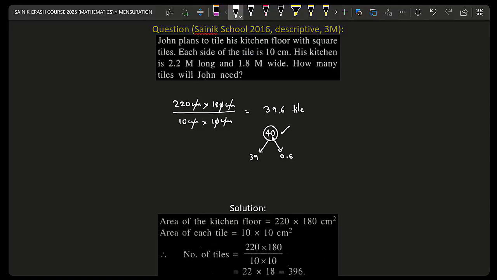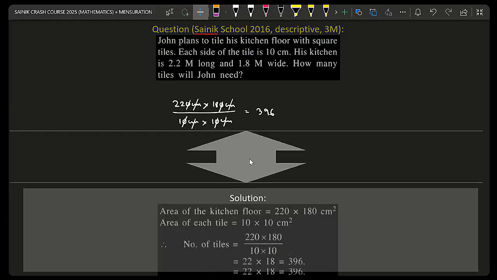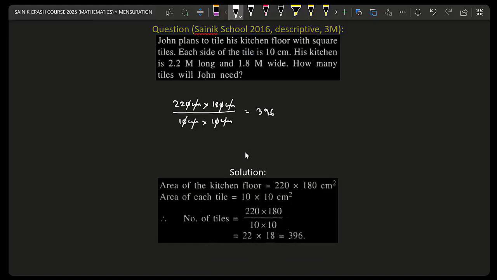So I think the 10 we have not cancelled, right? If you cancel that 0, then we will be getting 396 only, right? So in that case, this 40 is not the answer. 396 will be the answer. So 22 into 18 will directly give 396 tiles. So we didn't check that 0.